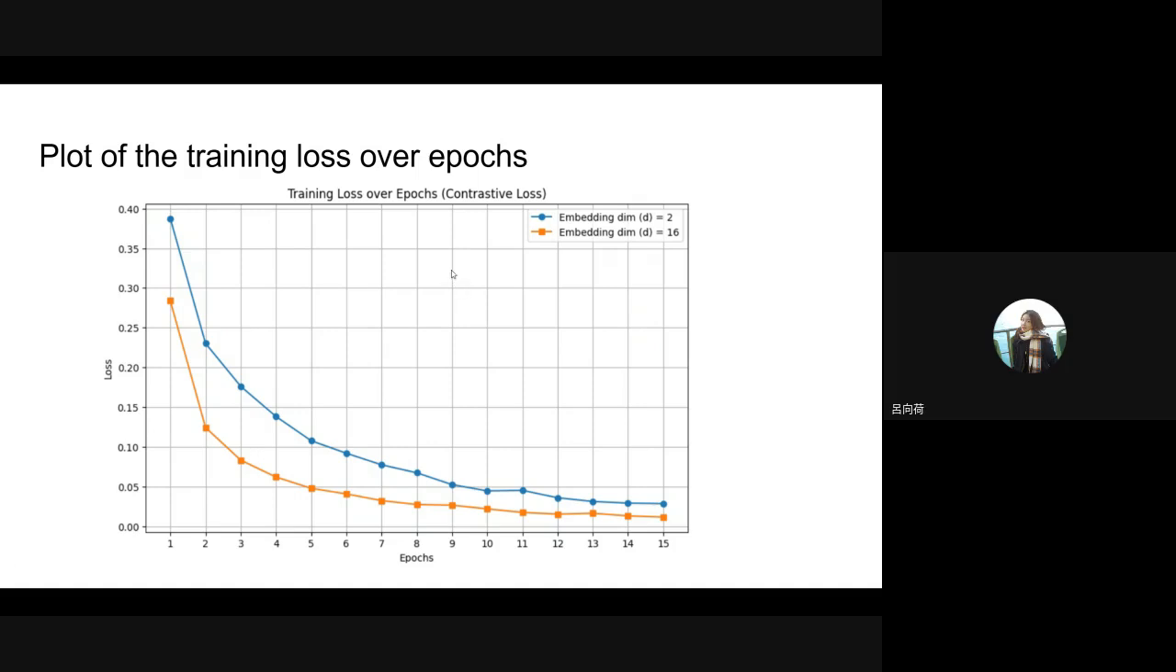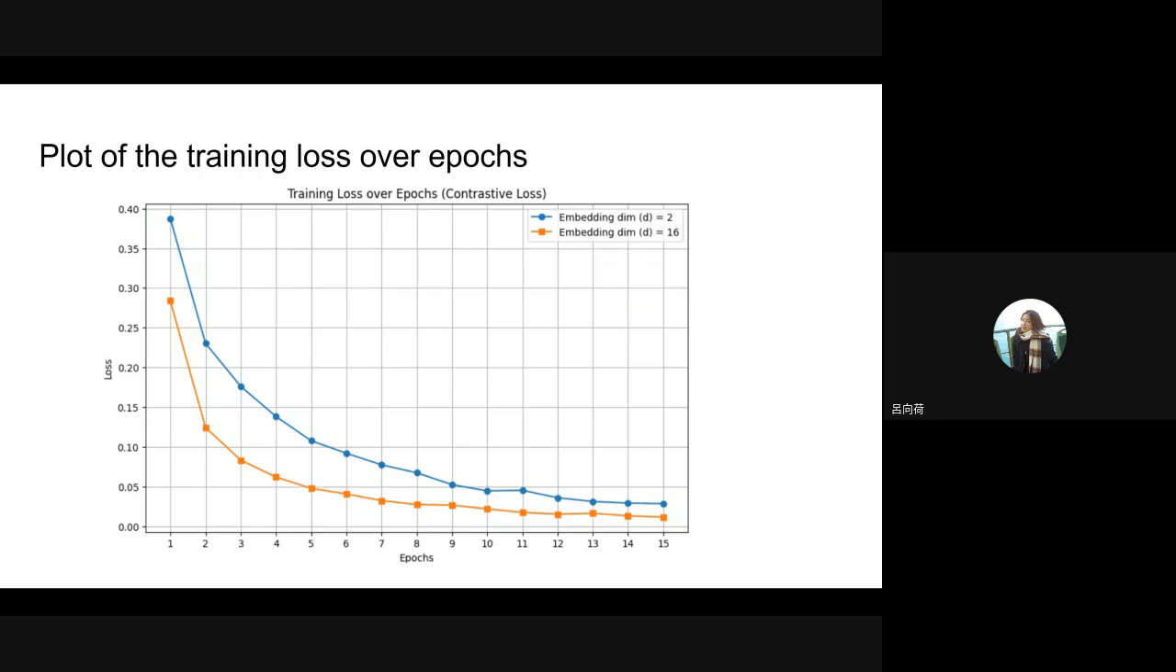And we compare the embedding dimension 2 and 16, 2 in blue and 16 in orange. Both models converge smoothly, but there is a performance gap. The model with 16 dimensions achieves a lower loss and converges faster than the 2-dimensional one.